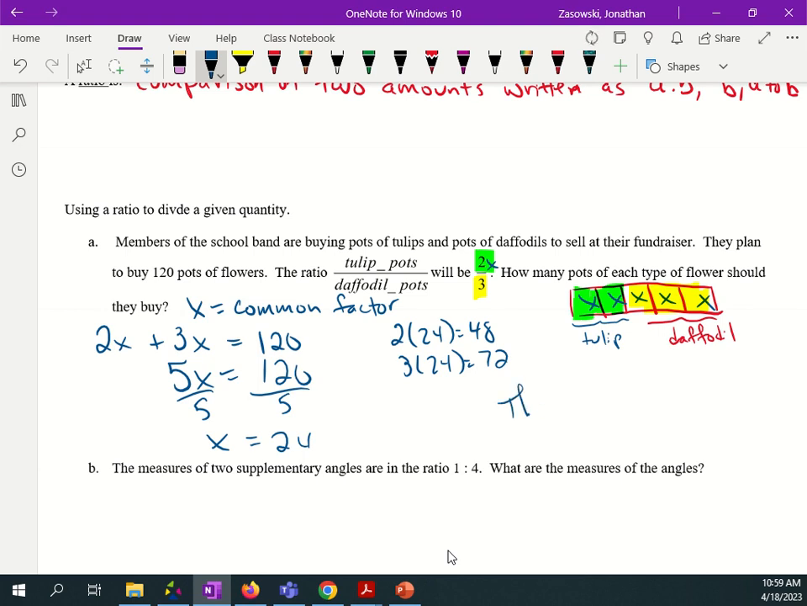And we want to make a little statement here, so we would say, there are, you got it, 48 tulip pots and 72 daffodil pots.